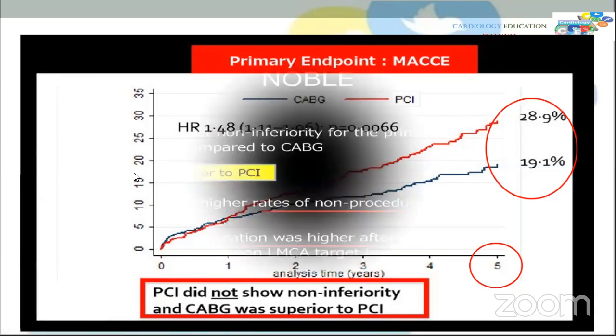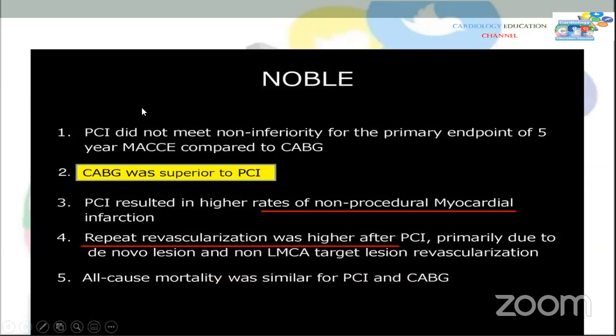So what's next? The PCI did not meet non-inferiority for the primary endpoint of the 5-year MACE compared to CABG. CABG was clear-cut superior to PCI. PCI resulted in higher rates of non-procedural MI, we will say that. Repeated revascularization was higher after PCI, and this was primarily due to de novo lesions, new atherosclerosis, non-left main coronary artery target lesion revascularization, revascularization in a new coronary bed. And this was not included at all in the Excel study, but it was one of the composites for the primary endpoint in the Noble.